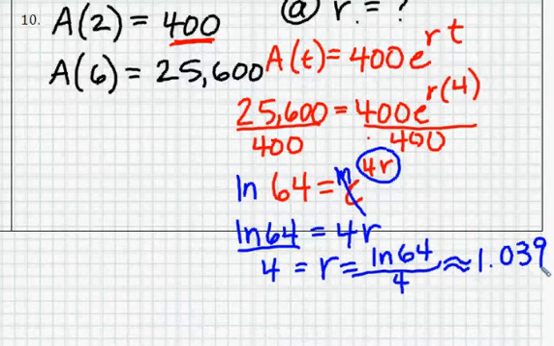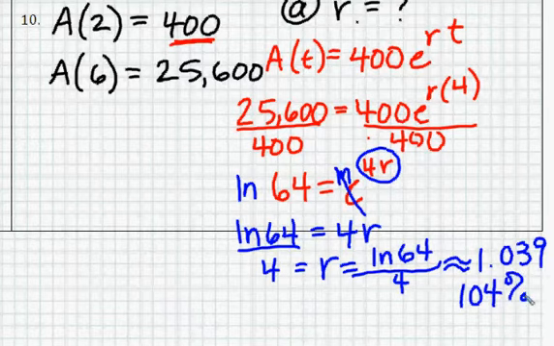Okay? So we can say in a percentage that our growth rate was 104%. Now here's the deal. I don't want you to round that too early. So go to your calculator and type in the natural log of 64 divided by 4 and store that as x in your calculator. So ln of 64 over 4, STO x. Now anytime I use x on that calculator screen, it will use 104% as my answer.